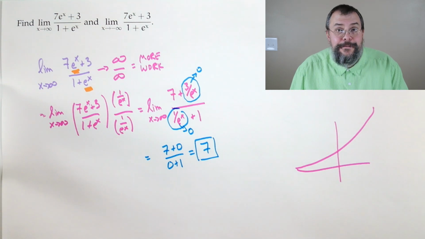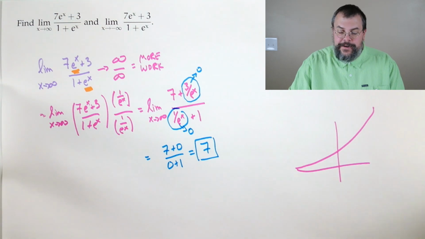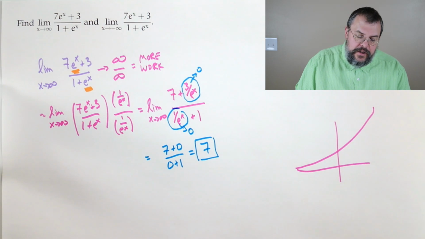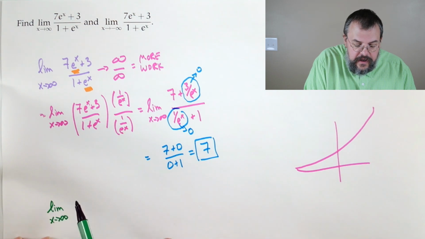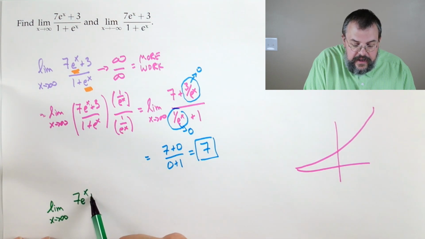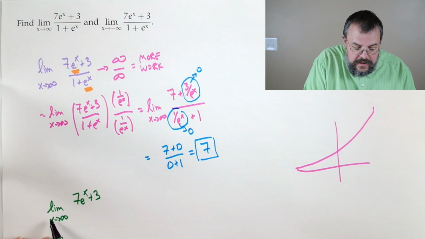Well, halfway done. What's the other half? Might take us a while. Let's see. We're going to take a limit as x goes to infinity of 7e to the x plus 3. Oops, sorry. X is going to negative infinity.